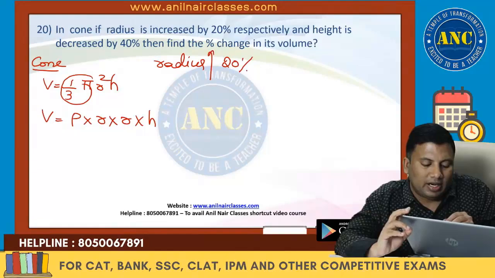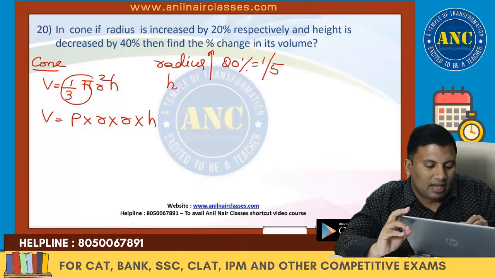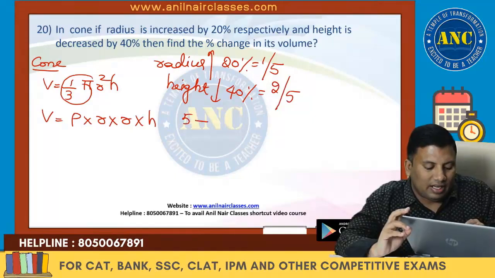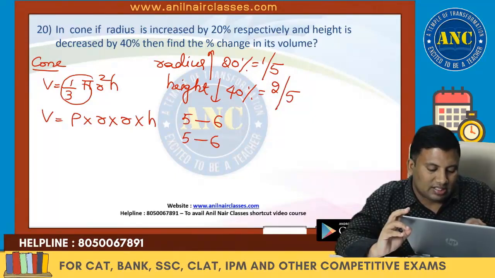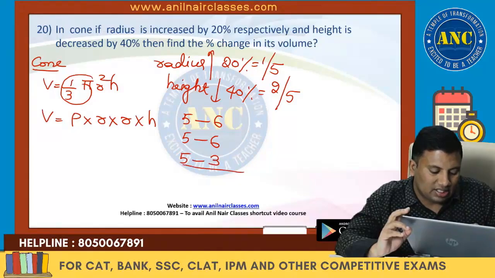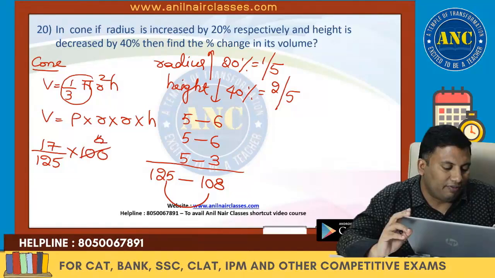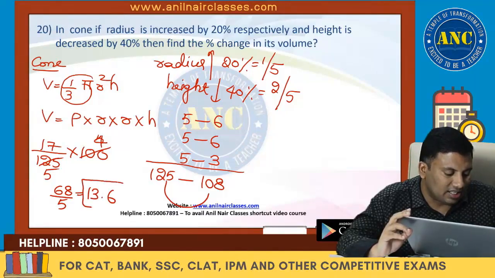Radius is increased by 20%, 1 by 5. Height is decreased by 40%. 40% is 2 by 5. 5, 1 increase, 6. 5, 1 increase, 6. 5, 2 decrease, it is 3. These 125 and 36 3s are 108. 125 became 108. 17 upon 125 into 100. 25 4s are 25, 5 5s are. So this is 68 by 5, 13.6 is the answer.